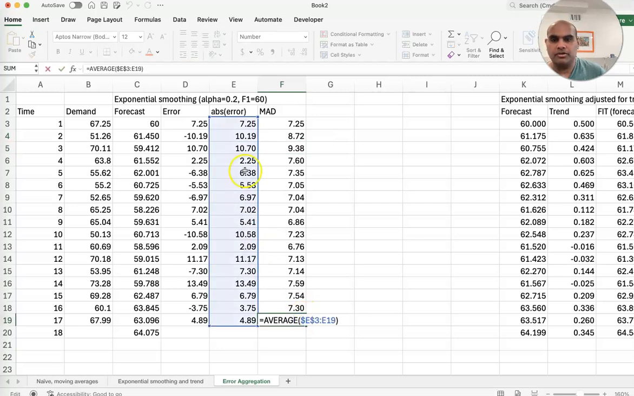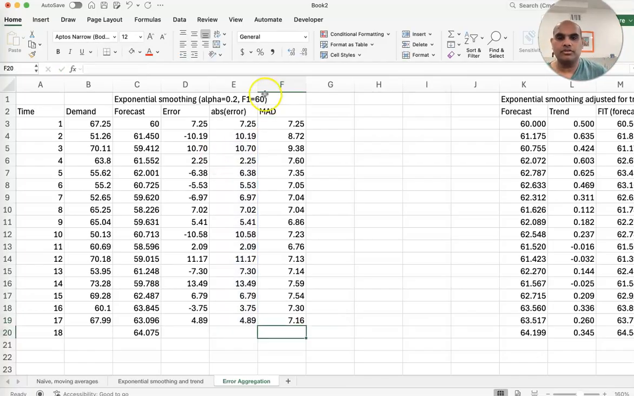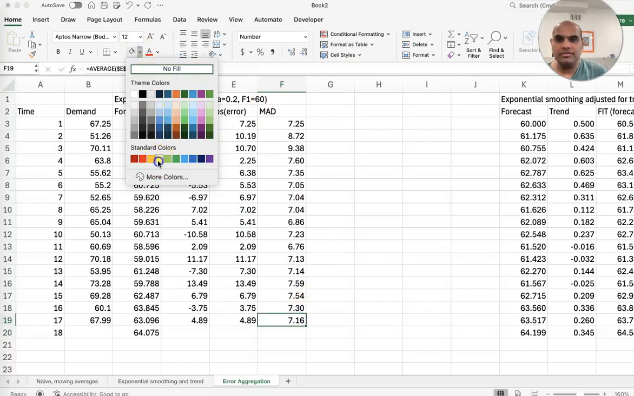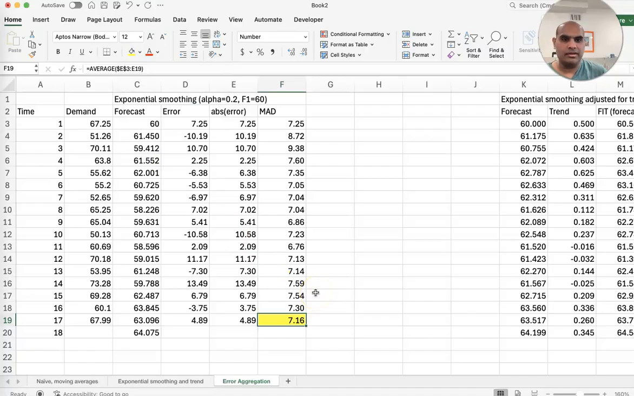And that's my mean absolute deviation, the average of all of these different error values all the way down. By using the average formula, I don't have to worry about how many rows I have. That will automatically get calculated. The mean absolute deviation right now is 7.16. What does that mean? It means that on average, that's how much error I have.